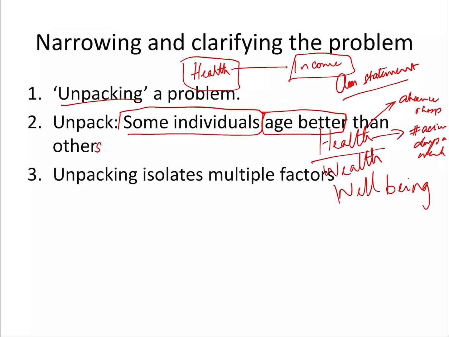So unpacking, as you can see, isolates many factors. The reason we need to pick one factor out of several is because otherwise we will have a lot of complex research questions. Now, we may want to unpack it asking, are older adults in better physical health due to higher levels of physical activity? Or are older adults more satisfied due to more social connectivity that they experience? Now, these become very measurable for you.